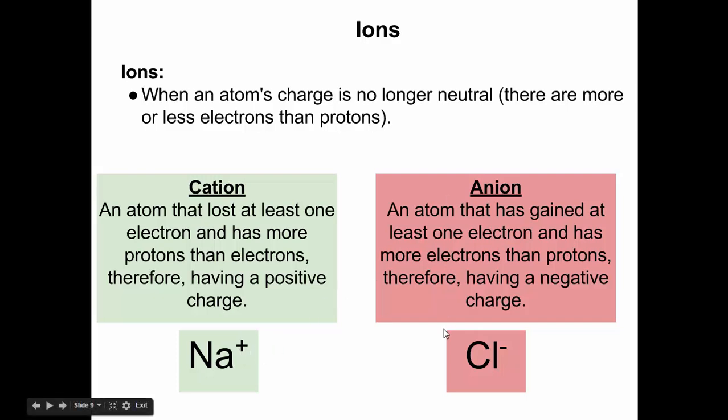Okay, then there's also an anion, which is an atom that has gained at least one electron. And so it has more electrons, which have their negative charge, than protons, which is a positive charge. And therefore, it has a negative charge, right? So more negative than positive equals negative. More positive than negative equals positive. And so you'll see that written as Cl, right? So we've got chlorine here, and we have that little negative symbol to indicate that it's gained an electron, and so it has a negative charge.